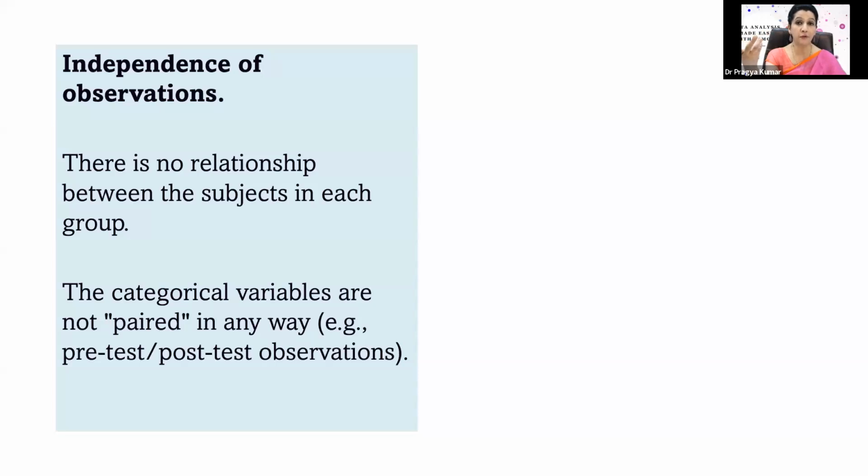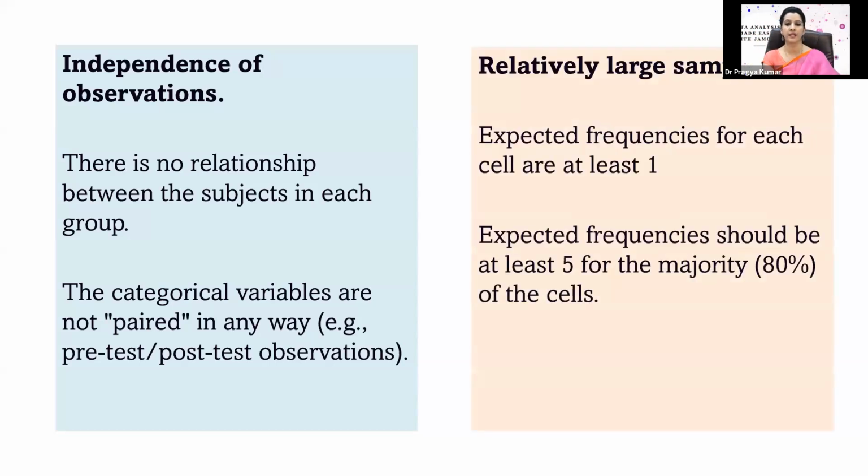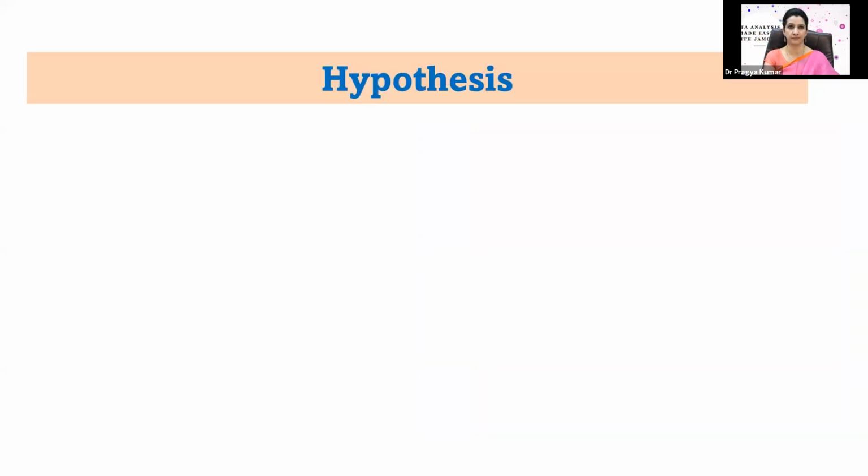One example of paired is the paired t-test, where we count the same individual twice, before and after, pre and post. That should not be the case here. And regarding the relatively large sample size, like I said, the expected cell frequency for each cell should be at least 1. It should not be a 0. And at least 80% of the cells, that means the majority, should have at least 5 as the cell frequency.